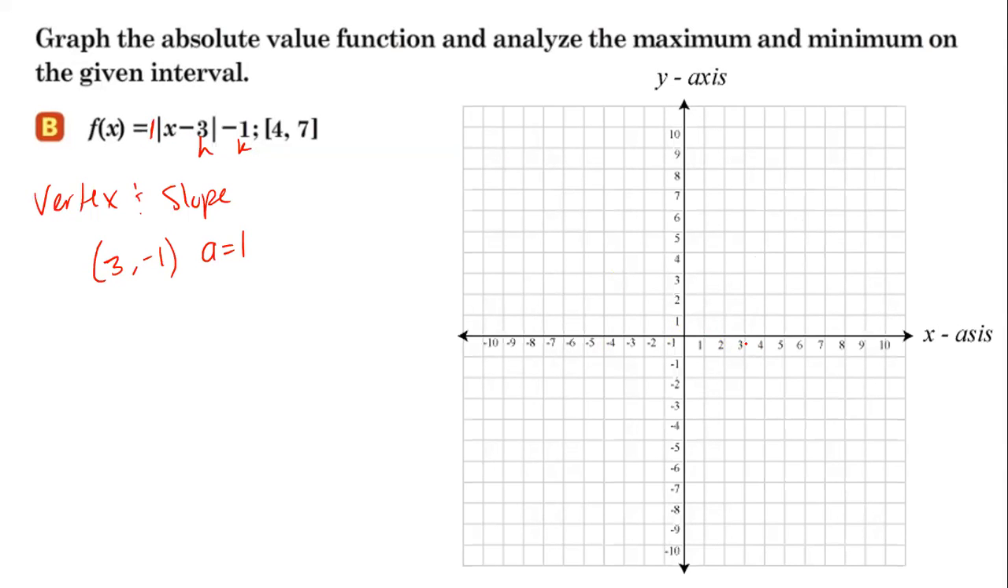So I'm going to go to 3, -1, and my slope is 1. So I'm going to rise 1, run 1, rise 1, run 1, rise, run. Okay. The other side is just symmetrical to this side. It's a reflection of these points. So instead of rising and going to the right, I'm going to rise and go to the left.